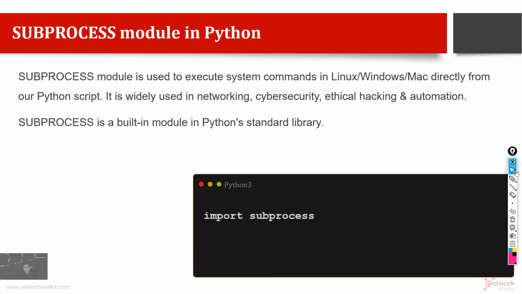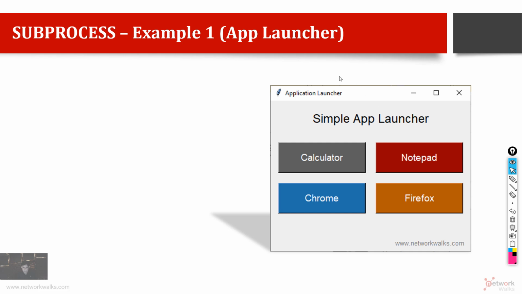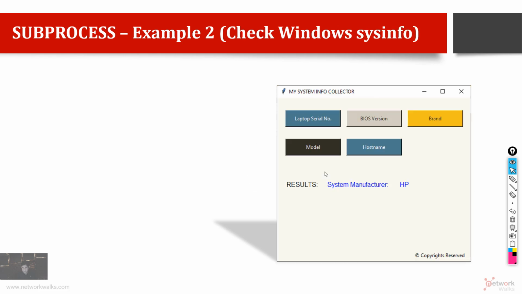You don't have to run pip install. It comes by default. Why? Because it's basic functionality. So if you want to master Python and make useful utilities, then the subprocess library is a must. So this is an example of an app launcher which I just showed you.